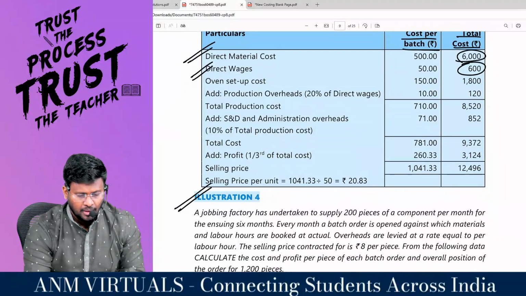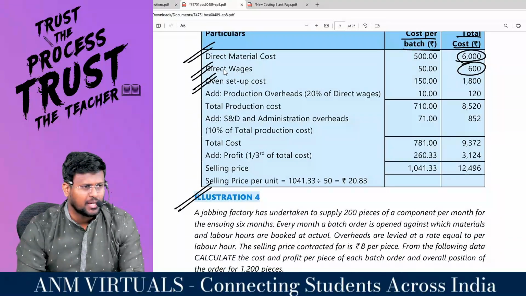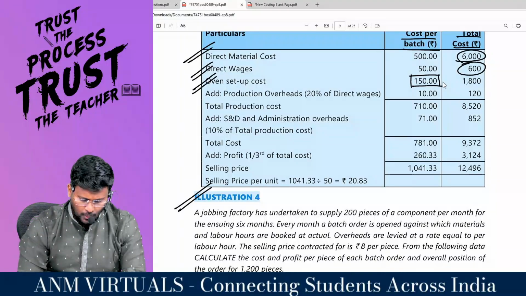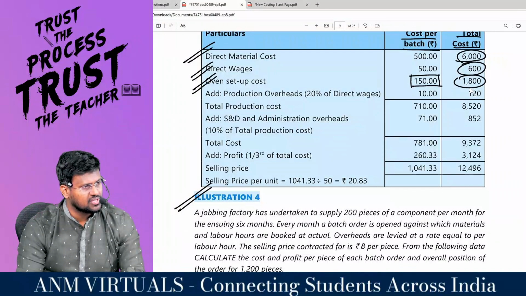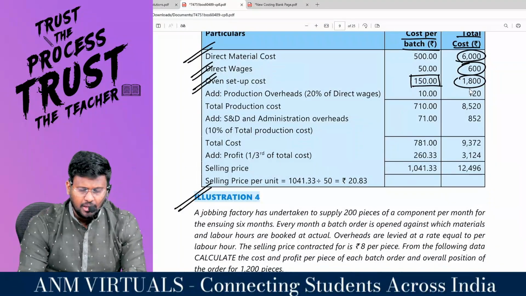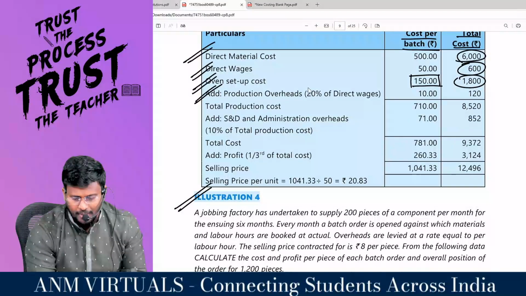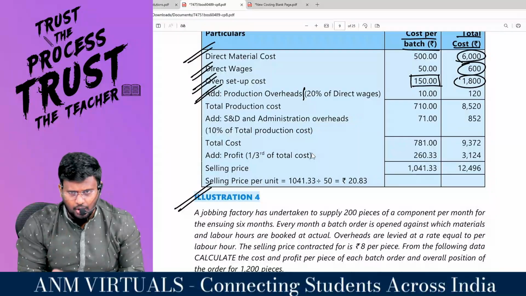Easy. Oven setup cost. What is the one batch oven setup cost? You set up the oven once for each batch. So 150 into 12 comes to 1800 is the oven setup cost. Comfortable? You have written direct material, direct labor, direct expenses. Now add production overhead.